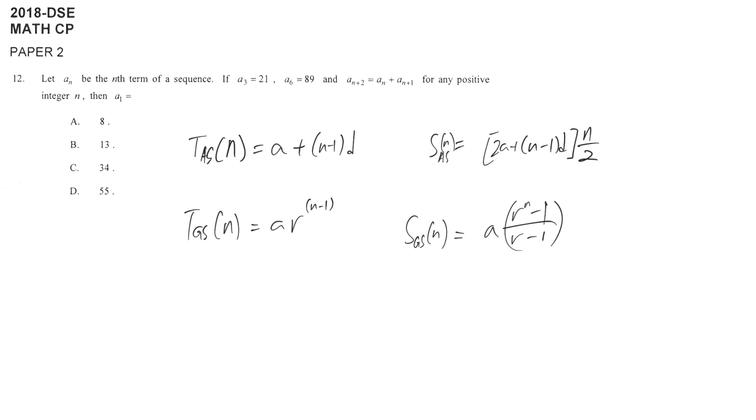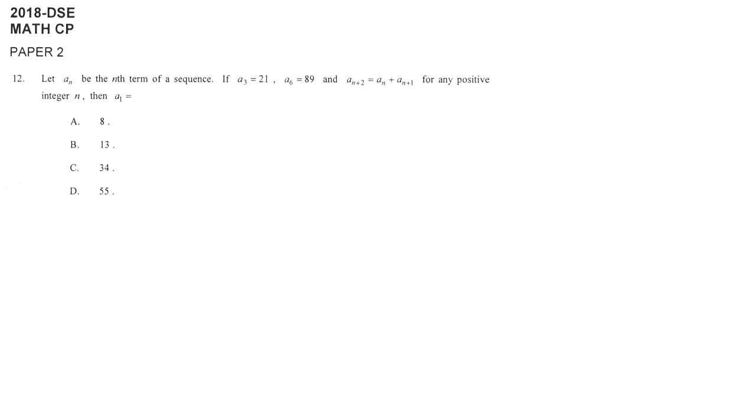But this is totally useless here because this sequence is not AP and it's not GP. The only thing reliable is here. So in this question, forget this. Alright, go back to this question.